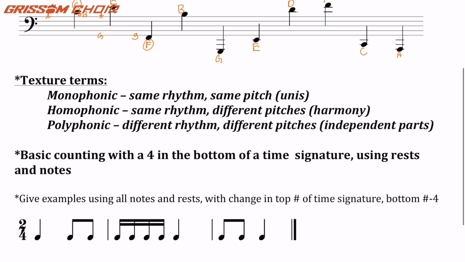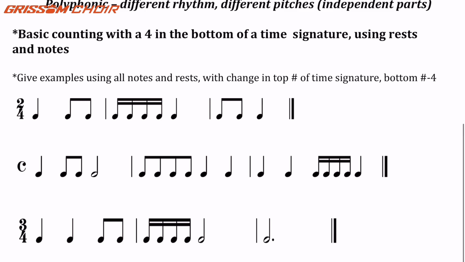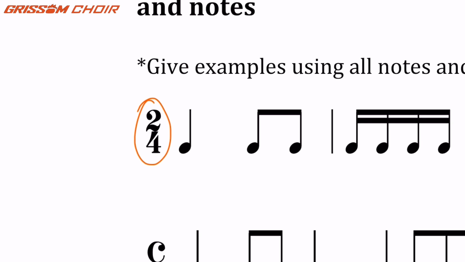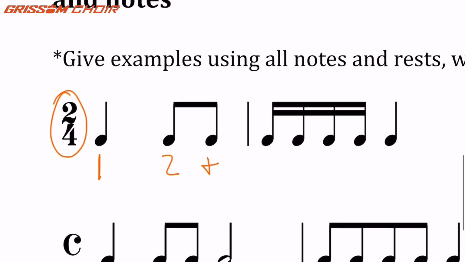Our last concept is basic counting with a 4 on the bottom of the time signature. So remember, the top number of the time signature tells us how many beats are in the measure. The bottom number in the time signature tells us what note gets the beat. So this first example is in 2/4 time signature. 2/4 time signature, 2 beats in the measure, quarter note gets the beat. This would be 1, 2, and we have that bar line right there, so we start back over.